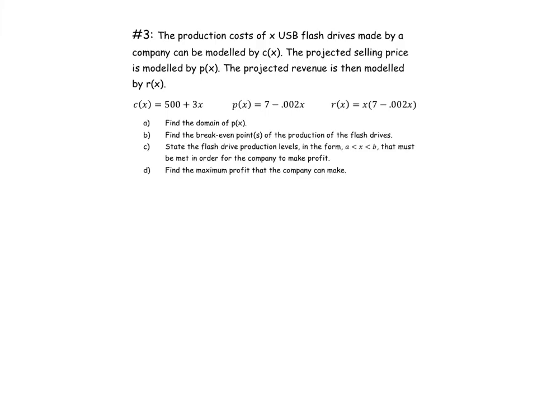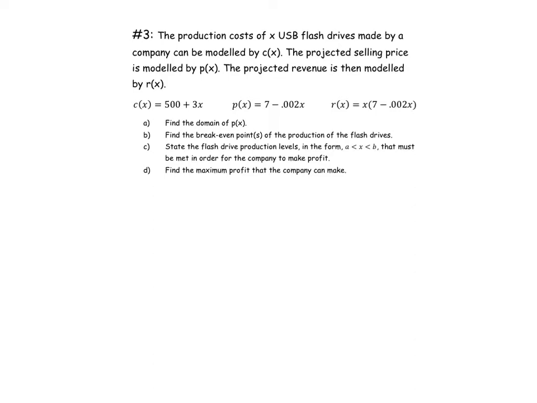All right, let's look at another example. Okay guys, long one here, but let's get to it. The production of x number of USB flash drives made by a company can be modeled by C of x. You can see that below here. The projected selling price is modeled by P of x, and the projected revenue is modeled by R of x. R of x is always the number of units times the projected price per unit.